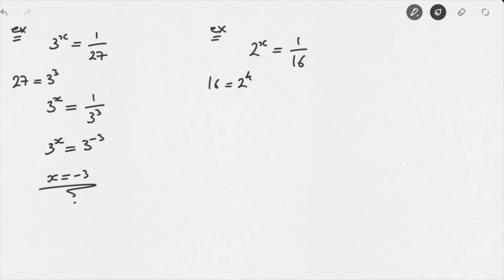So we can go ahead and write this equation as 2 to the power of x equals 1 over 2 to the power of 4. And now, using the law of negative exponents, we can say that this is 2 to the power of x equals 2 to the power of negative 4. And once more, this leads us to our final step, which is x equals negative 4. And that is the solution to this equation.